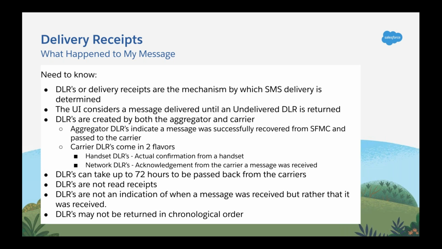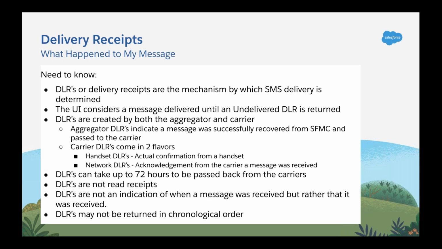Another thing to note is that delivery receipts can take up to 72 hours to be passed back from the carriers. This is important to know because, as I stated earlier, our UI will consider a message delivered until we get an explicit undelivered event. You may see those stats change day over day for about 3 days. It's pretty insignificant in terms of the overall numbers.